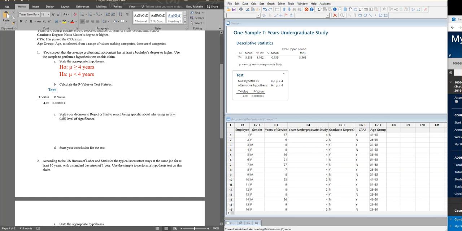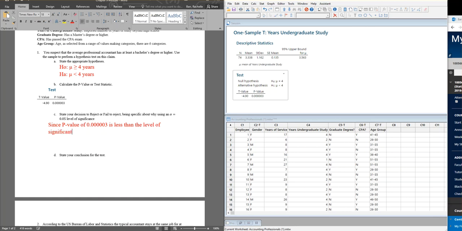So starting up here, my alpha is 0.05. My p-value is much smaller than that. So that's going to be an indicator that I'm going to reject the H0. I have a small p in this case. So since my p-value of 0.00000 is less than the level of significance, we will reject H0, the null hypothesis.